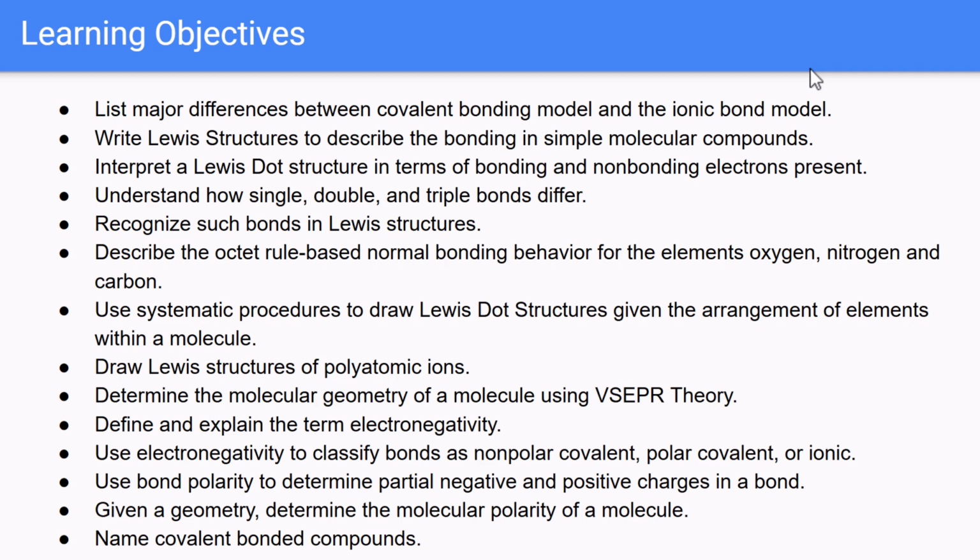That being said, we are going to list the major differences between covalent and ionic bonding, write Lewis structures, interpret a Lewis dot structure in terms of bonding and non-bonding electrons, understand how single, double, and triple bonds differ, recognize such bonds in Lewis structures, describe the octet rule, use procedures to draw out Lewis dot structures for that and for polyatomic ions, determine the molecular geometry, describe electronegativity, and use it to classify bonds as nonpolar covalent or polar covalent or ionic. Use bond polarity to determine partial positive and negative charges. Given a geometry, determine the polarity, and then name covalently bonded compounds.